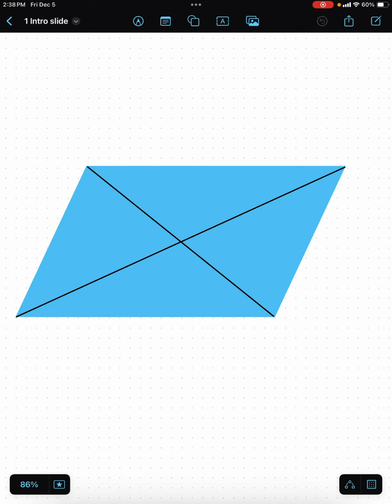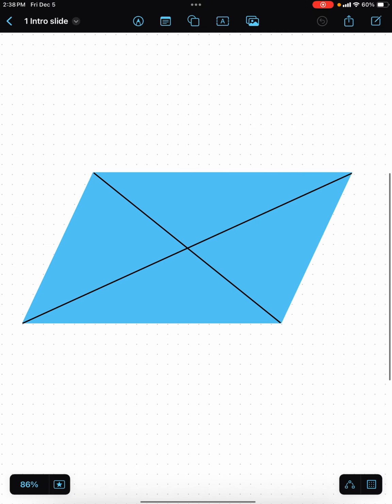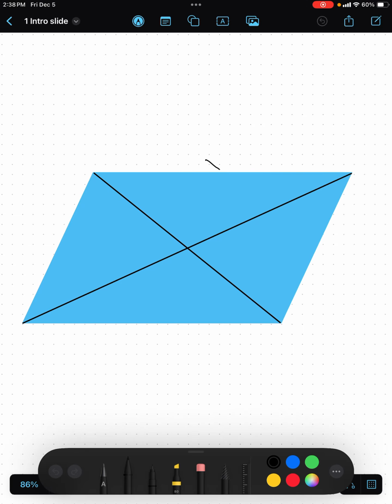Let's talk about parallelograms. As you might have guessed from the name, a parallelogram is named that because it has two pairs of parallel sides. So in this picture, the top and bottom sides are parallel, and the left and right sides are parallel. Now, in a parallelogram, those pairs of opposite sides are also congruent. So I'm going to mark those sides to be congruent, just like that.